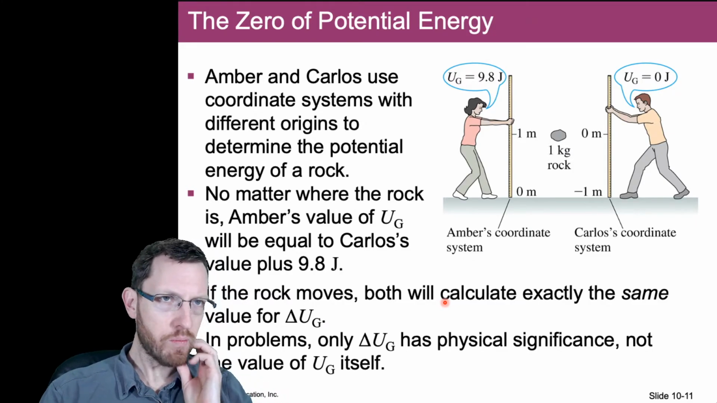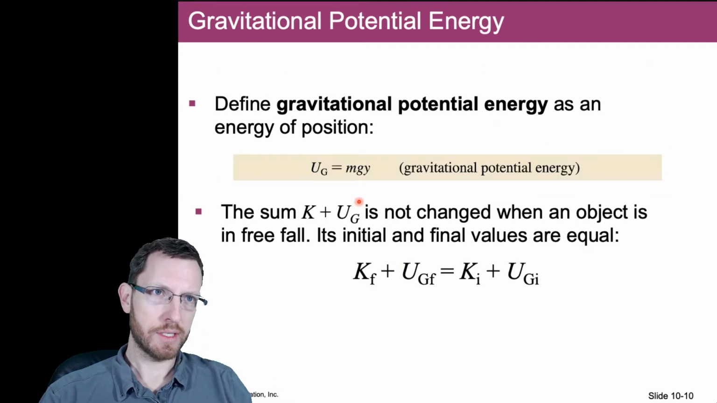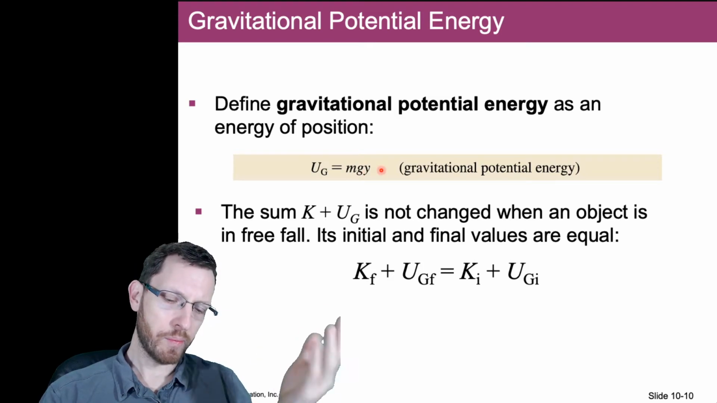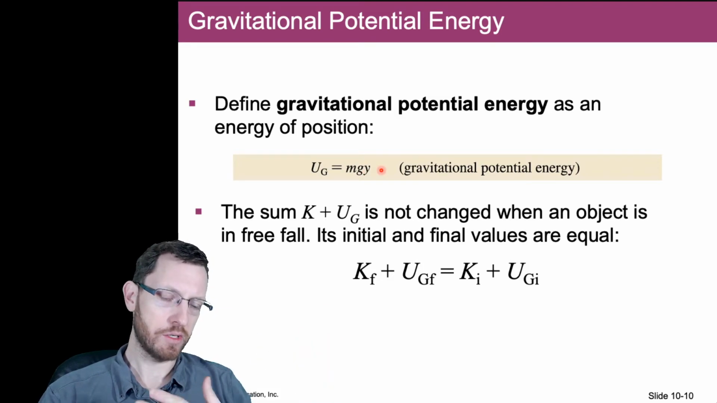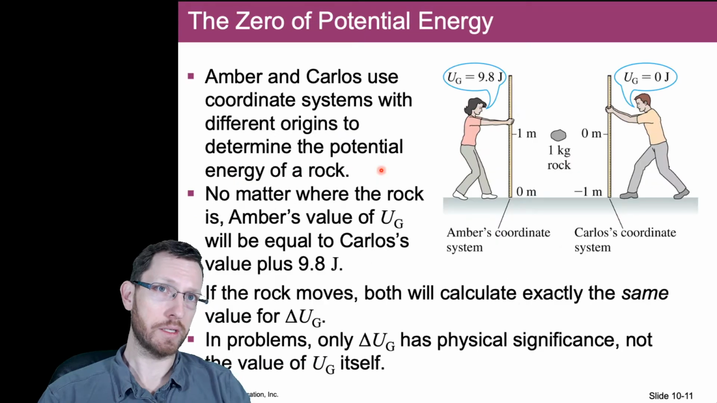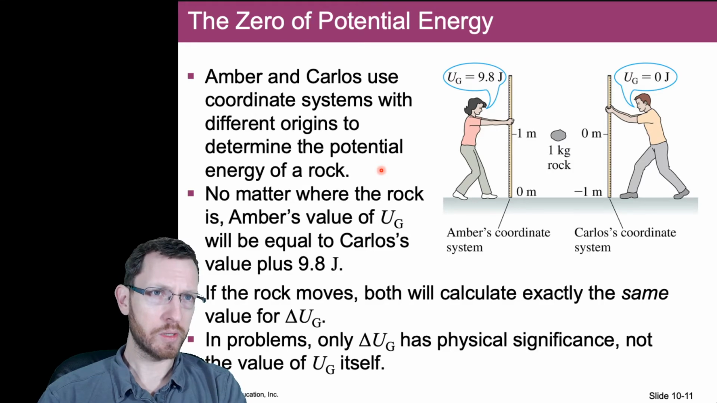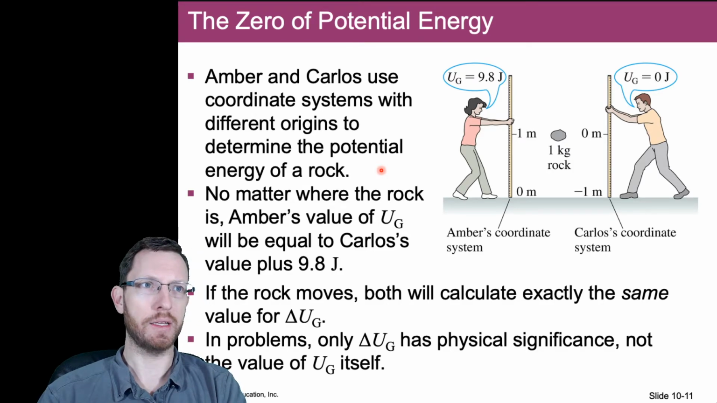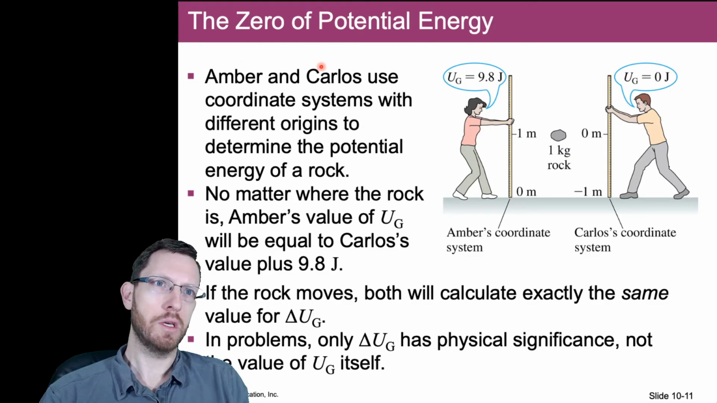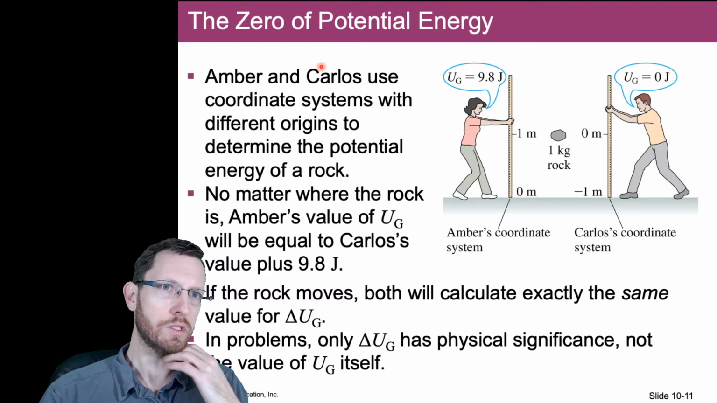Now, the 0 point, from this definition, you can see it depends on the position. But remember, positions are defined in coordinate systems that are just choices that an observer makes. So the 0 of potential energy is some arbitrary position that gets defined by how I set up my measuring apparatus or my coordinate system. So for instance, here's Amber and Carlos. They use coordinate systems with different origins to determine the potential energy of a rock.